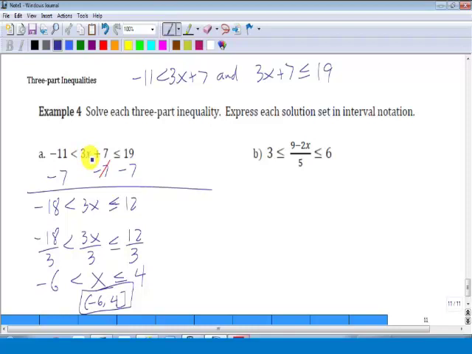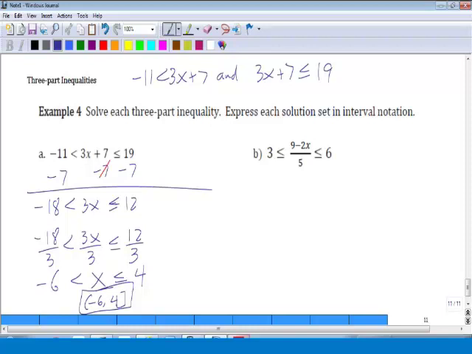So if we substitute 2 for x, 3 times 2 is 6. 6 plus 7 is 13. Does that work? -11 is less than 13. That's true. How about 13? Is that less than or equal to 19? That's also true. There are a lot of numbers between -6 and 4. Any one of them would have worked, but 2 worked in that case.